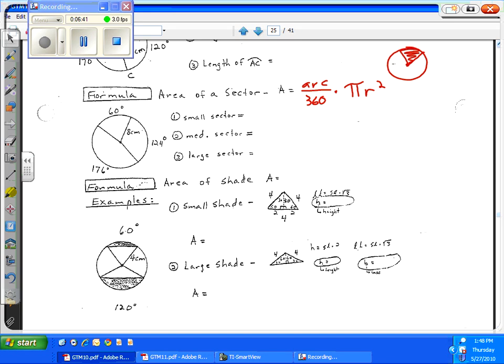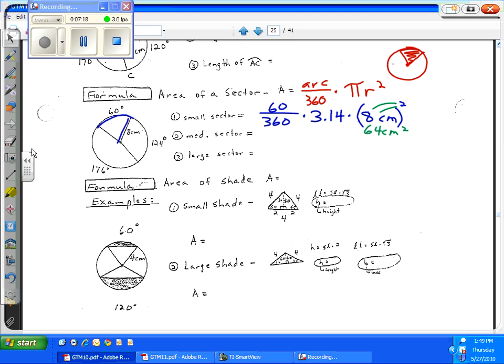So we're going to find the area of each of these sectors. To find the area of the small sector, we're going to put its arc, which is 60, over 360 times pi, which is 3.14, times the radius, which is 8 centimeters, quantity squared. Now, we're going to get 64 square centimeters there, right? 64 square centimeters when we do the exponent.